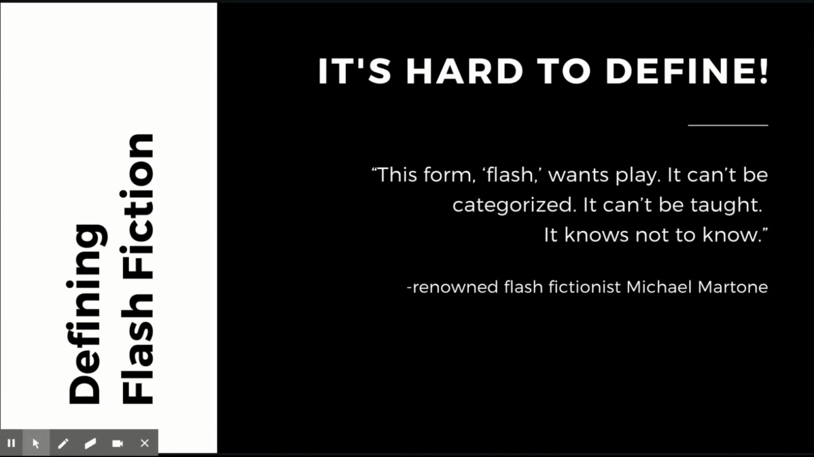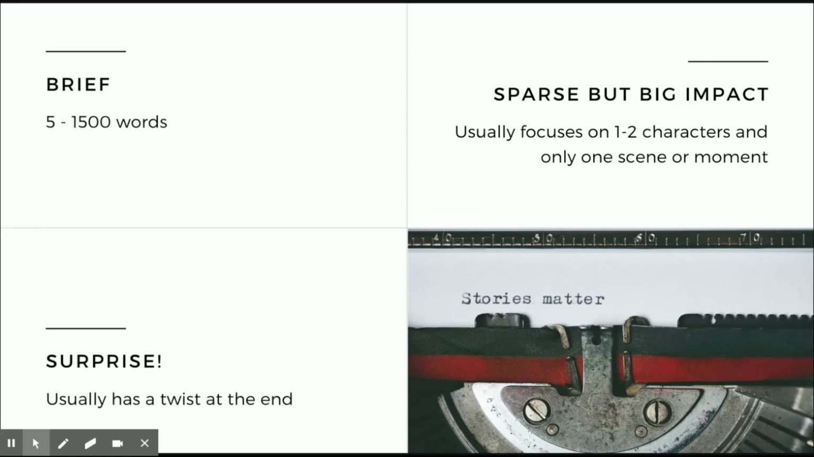There is a professor at University of Alabama who writes flash fiction, and he came up with this definition, which basically is a non-definition. But he says this form flash wants play. It can't be categorized. It can't be taught. It knows not to know. Now, most people agree that flash fiction is just fiction of extreme brevity. And most would argue that it hints at a bigger story. But we're going to try to define it, even if Dr. Martone says that it's hard to define.